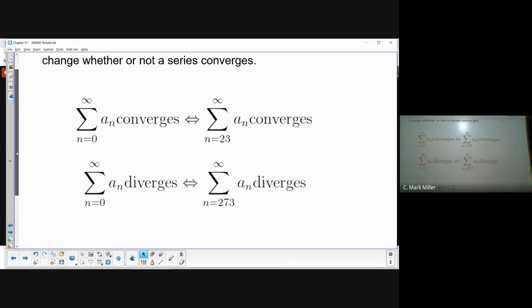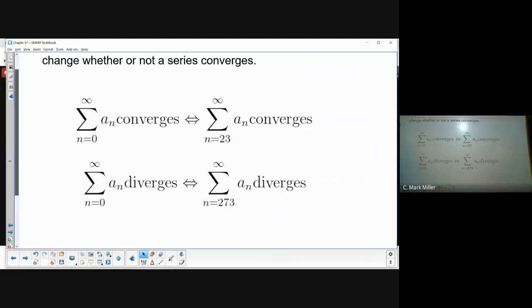Okay. So if a series beginning at 0 converges, it will still converge if n starts at 23, because those first 22 terms just equal a number. You add up 22 things, it's just some number. So if this converges, and I subtract off the first 22 terms or 23 terms or however many, it still converges.